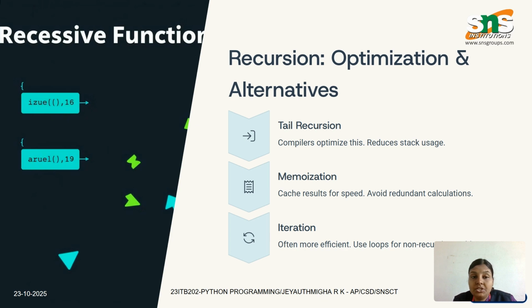Recursion optimization alternatives. Tail recursion, compilers optimize this, reduces stack usage. Memoization, cache results for speed. It avoids redundant calculations. Iteration, often more efficient. Use loops for non-recursive problems.